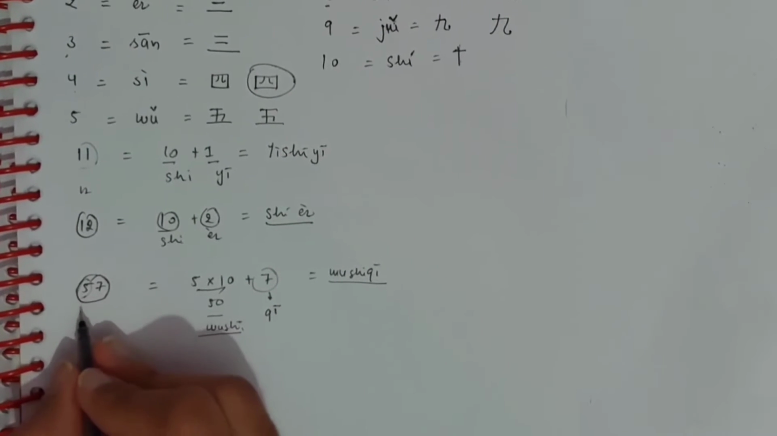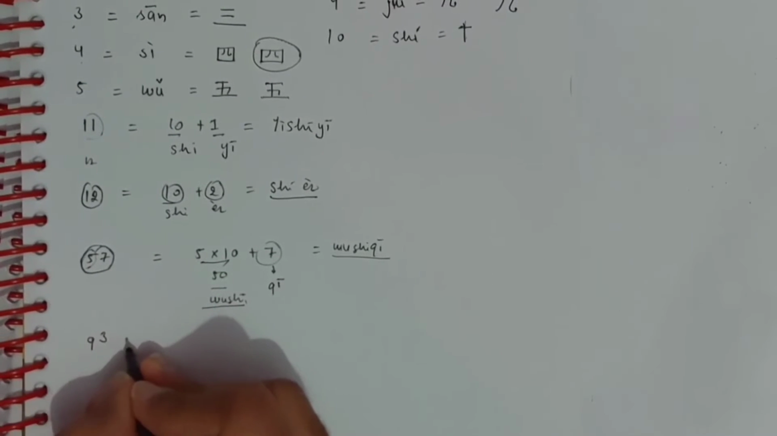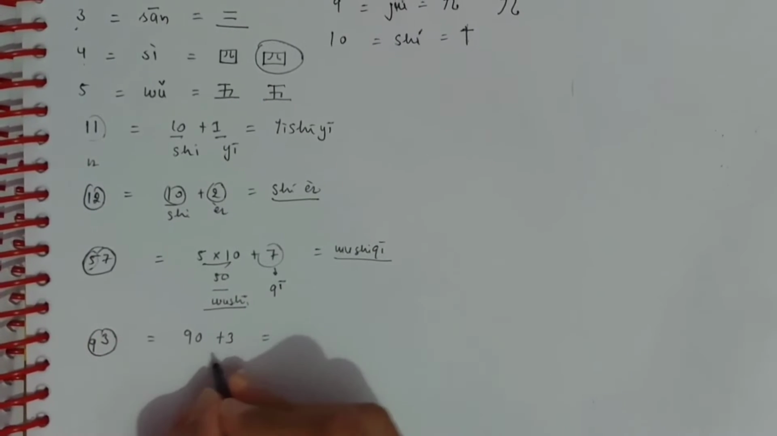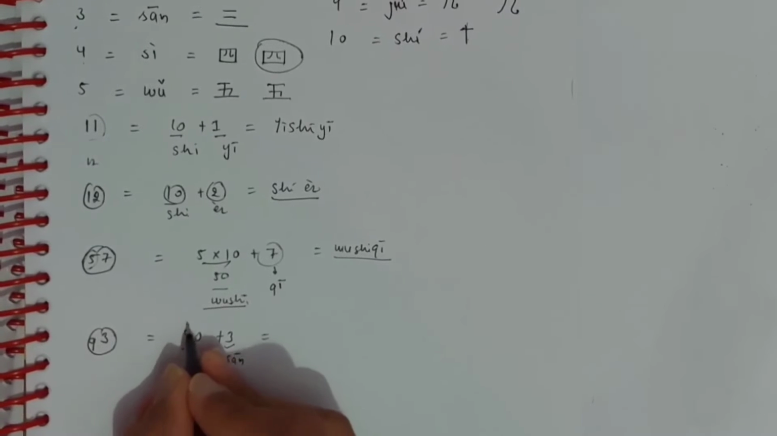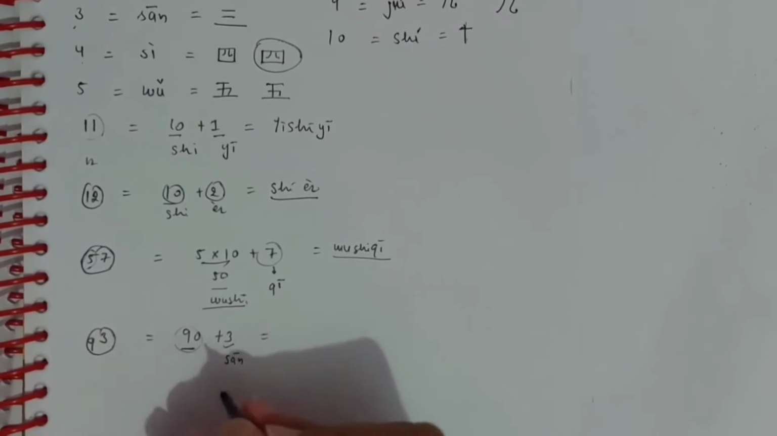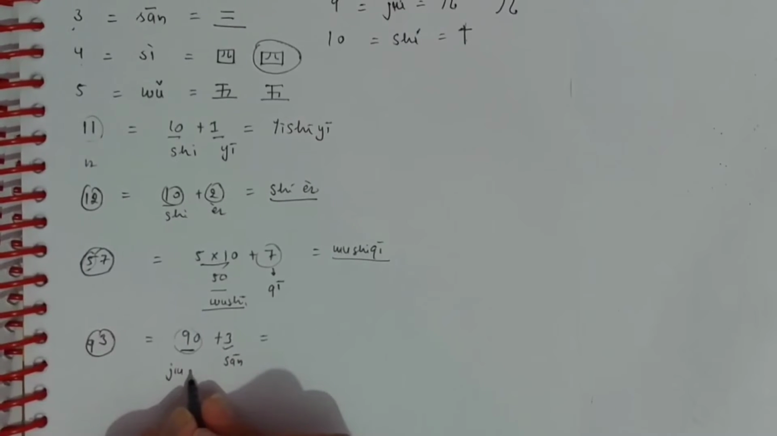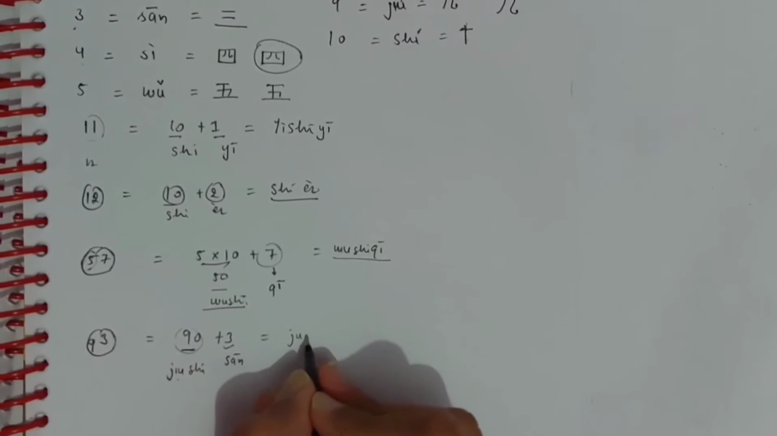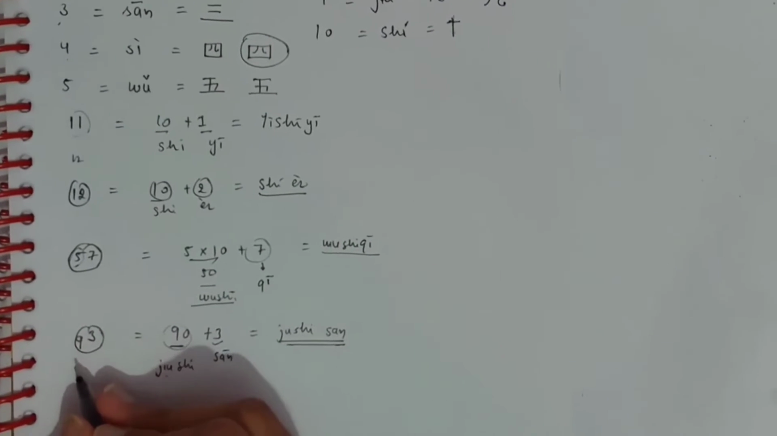57 is wu shi qi. Randomly, for example, 93. How to say 93? 90 plus 3. So 3 is san. Here 90 in Chinese is jiu shi, where jiu is 9 and shi is 10. So jiu shi san is 93 in Chinese.